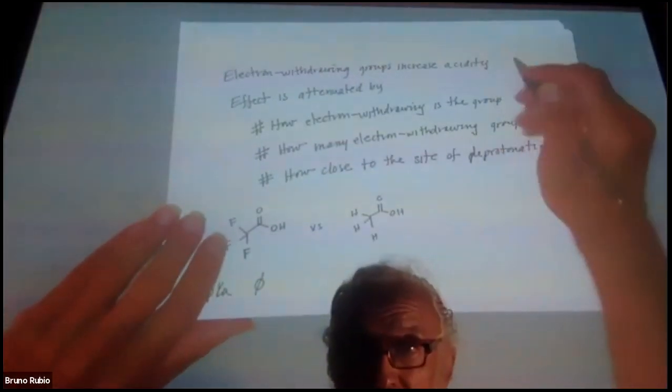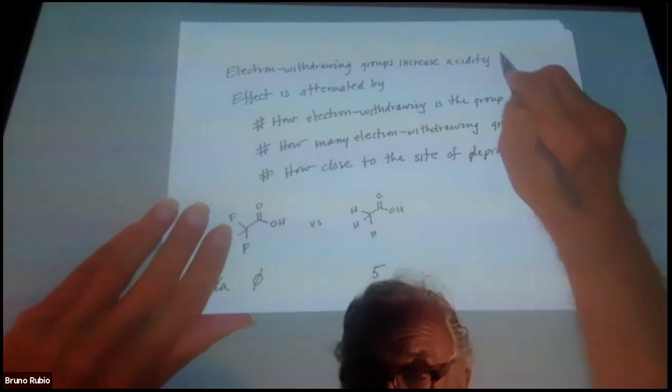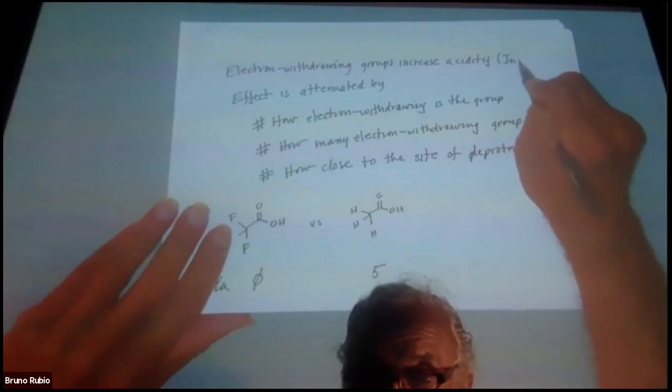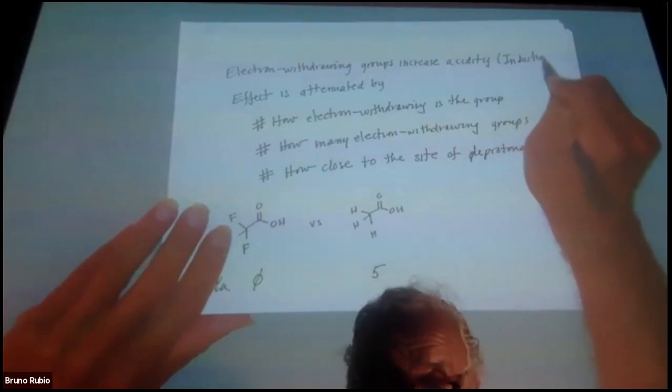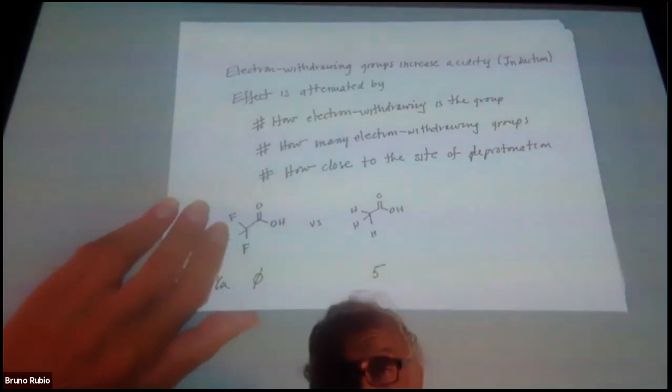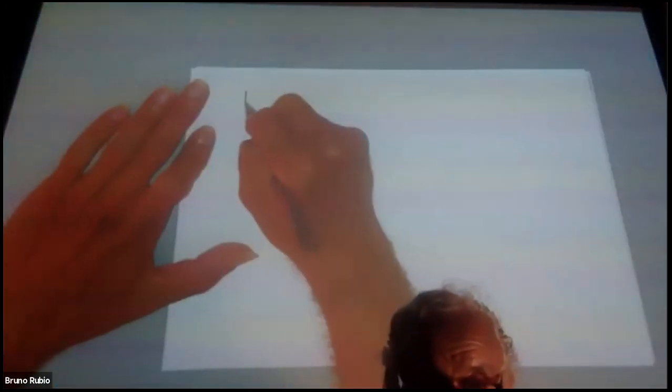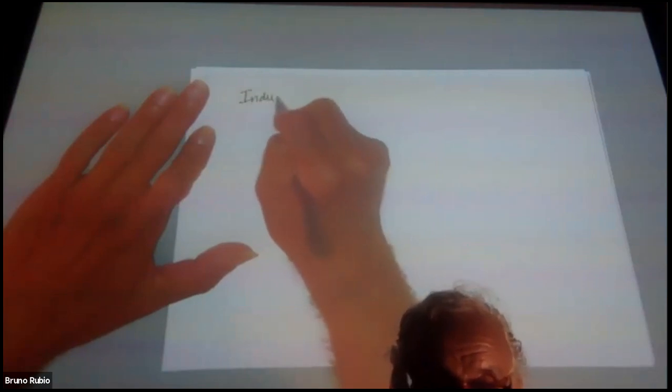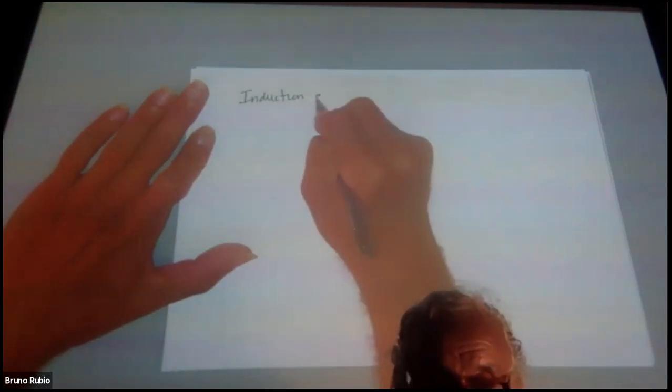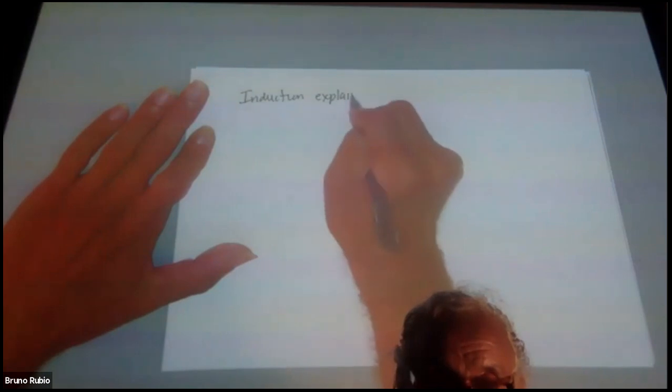All right, so this is called the inductive effect, right? Electron withdrawing groups increase acidity. Let's just make a note of this. This is called induction, or the inductive effect. All right, so let's explain the inductive effect. Induction explained. Trying to anyway.